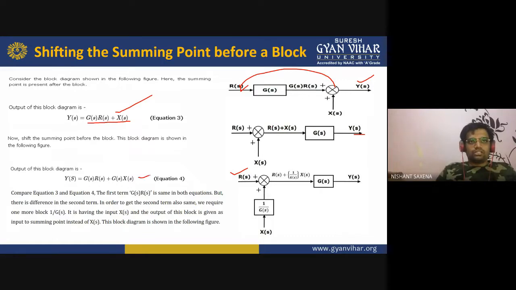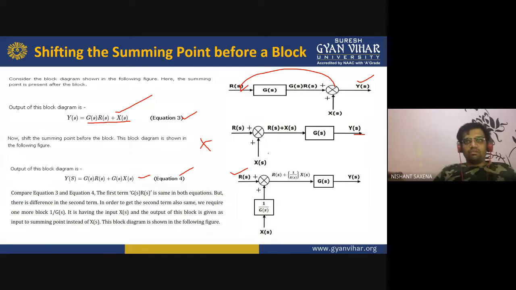Can we say that equations number 3 and 4 are similar? No, we can't say. They are not equal. They are different. Comparing equations 3 and 4, the first term G(s)R(s) is the same in both equations, but there is a difference in the second term. In order to get the second term also the same, we require one more block, which is 1 upon G(s). It has the input X(s), and the output of this block is given as the input to the summing point instead of only X(s).